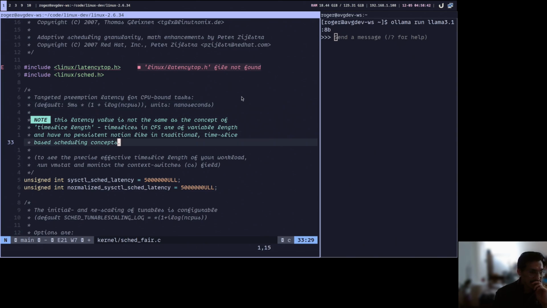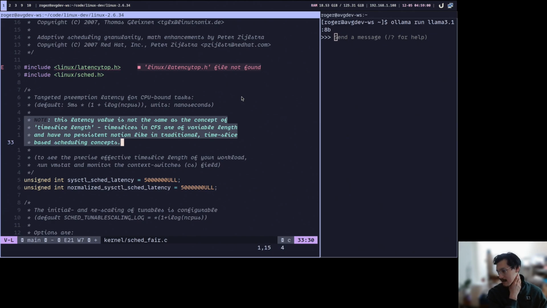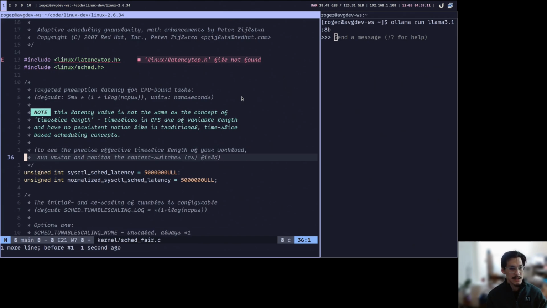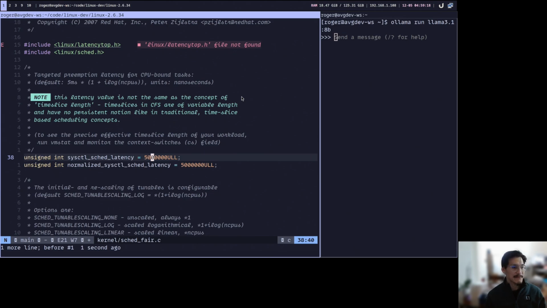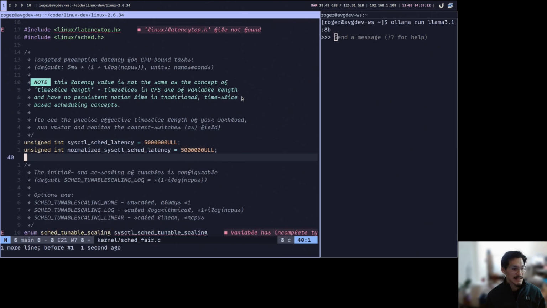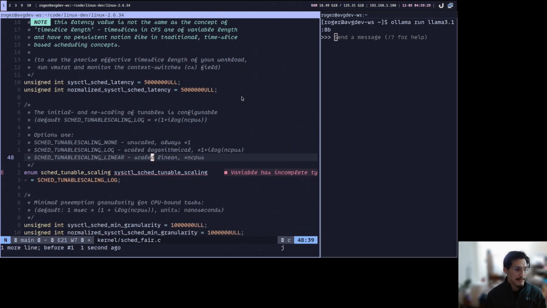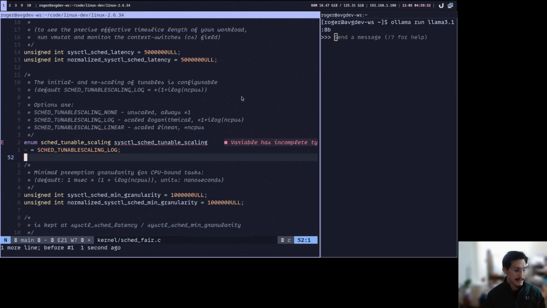Units in nanoseconds. This latency value is not the same as the concept of the time slice length. Time slices in CFS are of variable length and have no persistent notion like in traditional time slice based scheduling concepts. So yes, see already the code is telling us that the scheduler does not make use of a fixed time slice. To see the precise effective time slice length of your workload, run vmstat and monitor context switches. Okay, that's good to know. So this is 5 milliseconds, I guess, in terms of nanoseconds. Okay, so this is tunable.